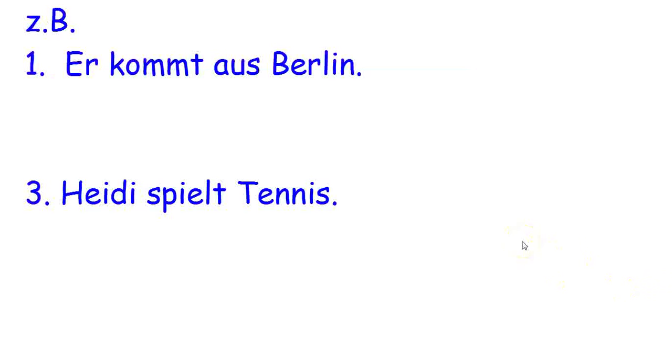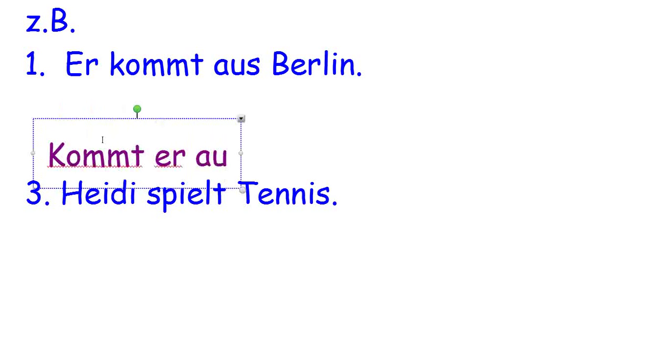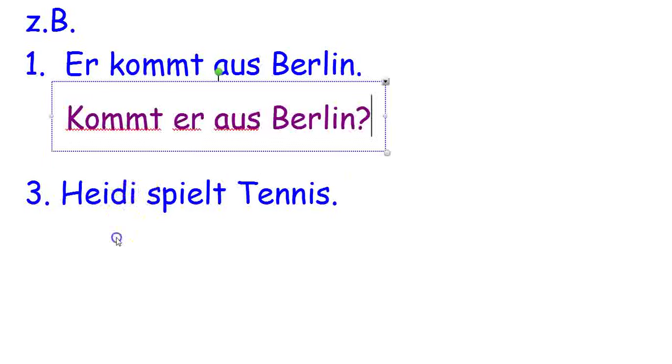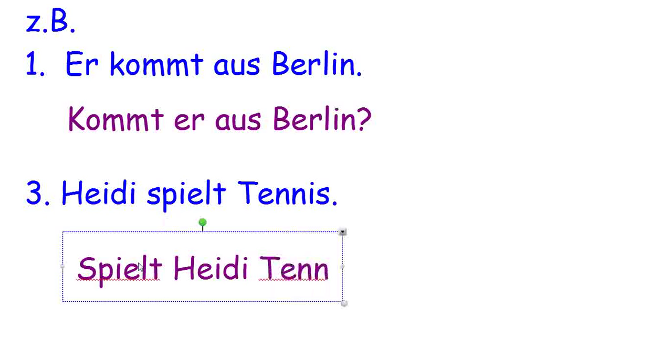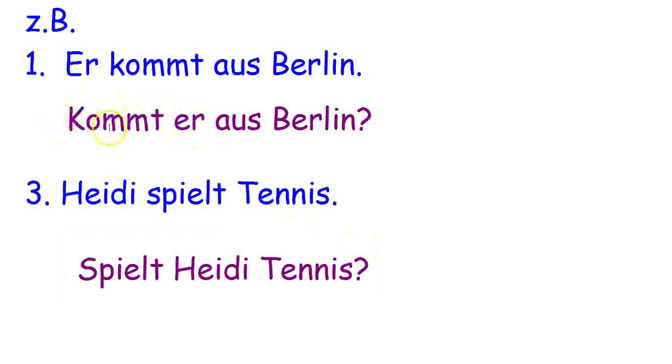I would like for you to try these two sentences. Er kommt aus Berlin und Heidi spielt Tennis. Write those out as sentences and then write them now as questions. So, as a question, kommt er aus Berlin? Does he come from Berlin? Spielt Heidi Tennis? Notice I followed my three-step rule. I switched my two elements of subject-verb, I took away the period, and I added a question mark.